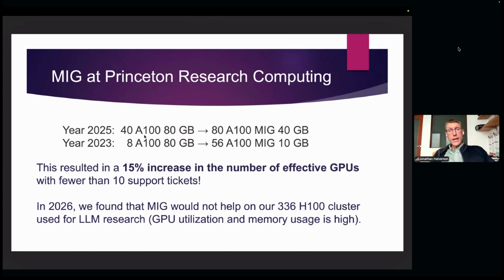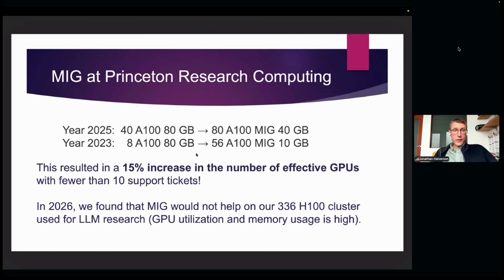We did this last year, and the answer was 40 in our case. So we took 40 80 gigabyte GPUs and we converted them into 80 MIG GPUs at 40 gigabytes. And then 2 years before that, we took 8 A100 80 gigabyte GPUs and we converted them into 56 A100 MIG GPUs. And again, this was just based on exactly what the numbers told us to do.